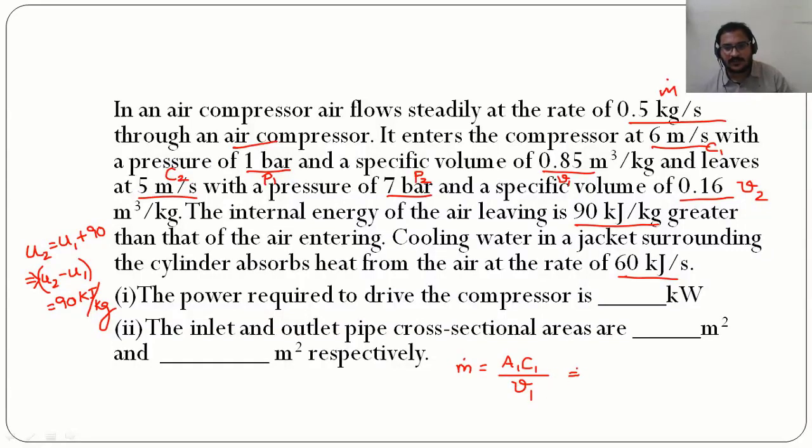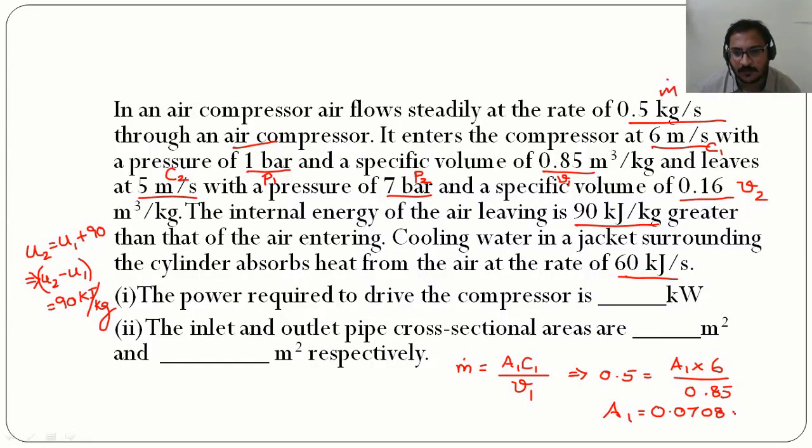So from this, mass flow rate is given as 0.5, area A1 you need to calculate, velocity at inlet is 6 by specific volume at inlet is 0.85. So A1 you are going to get the answer as 0.0708 meter square is area A1.